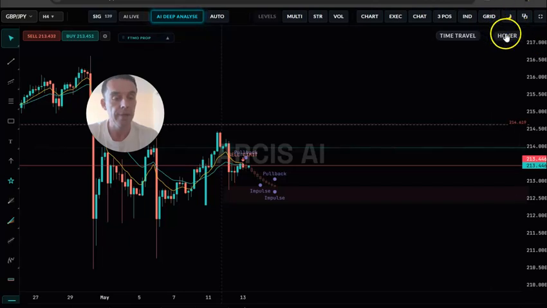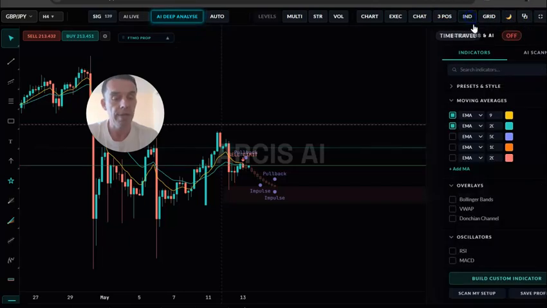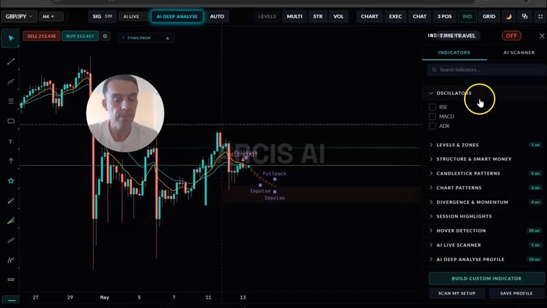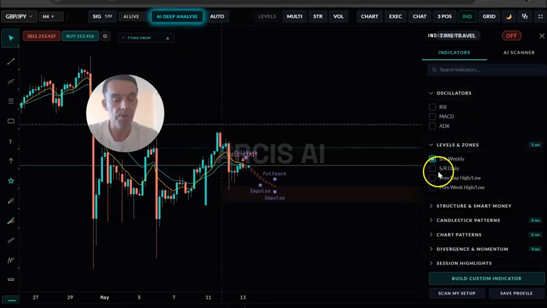Turn that off. And here we have indicators, so levels and zones. We have weekly support and resistance, daily, previous day highs and lows. Just select that and it marks them on the chart.